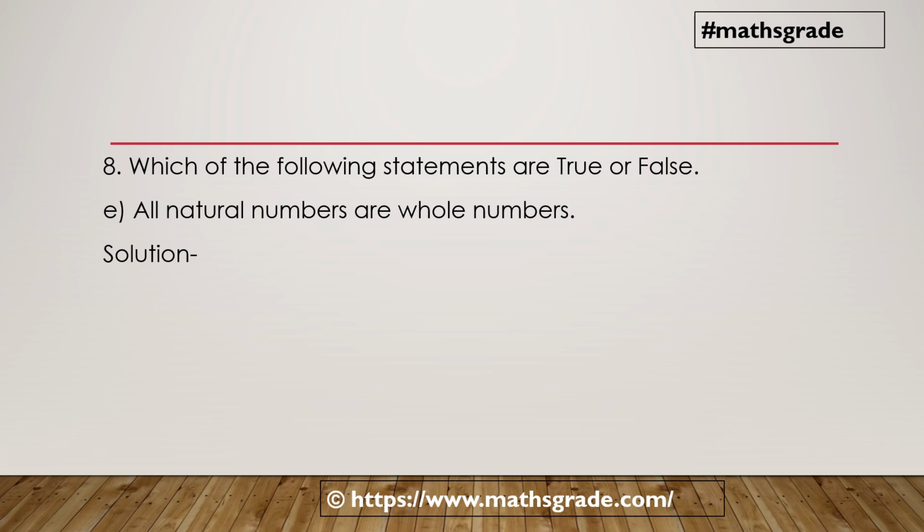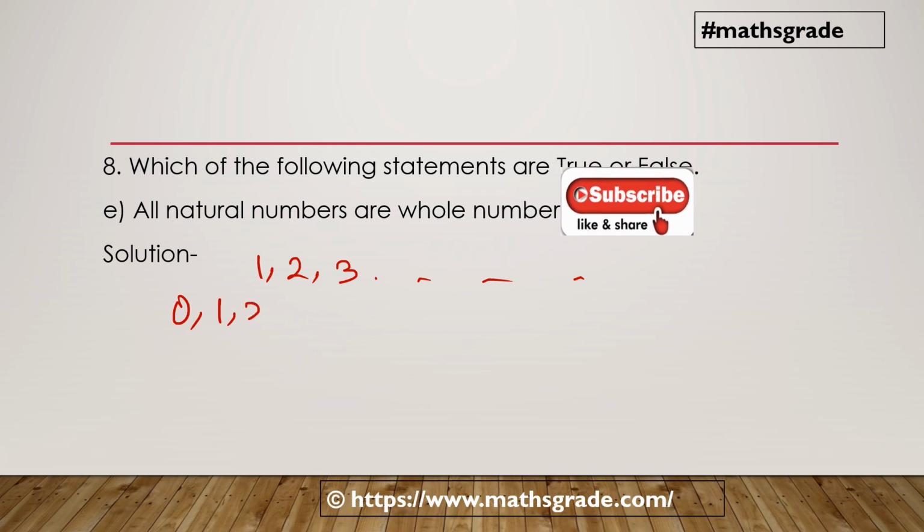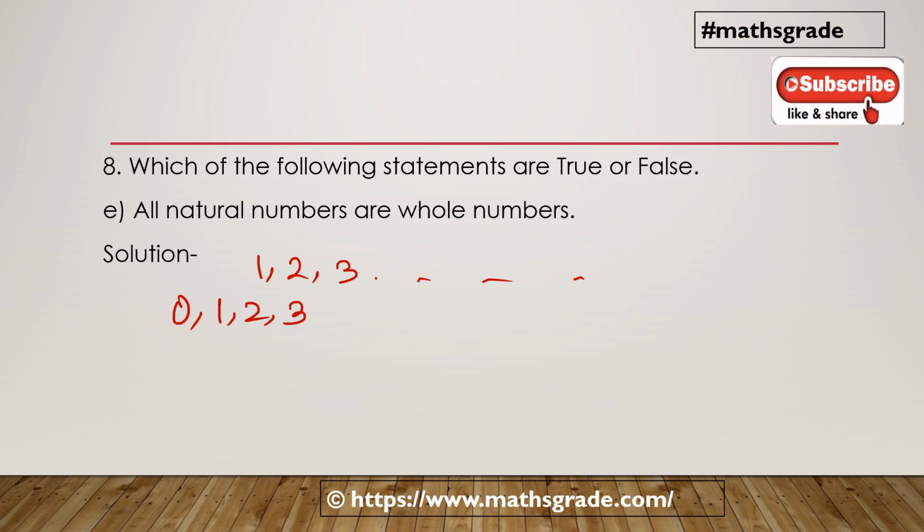Now question number E bit. All natural numbers are whole numbers. We know natural numbers are counting numbers. We start with 1, 2, 3 like this. And whole numbers start with 0. 0, 1, 2. When we add 0 to natural numbers, that is whole numbers. So whole numbers start with 0, 0, 1, 2, 3 like this.